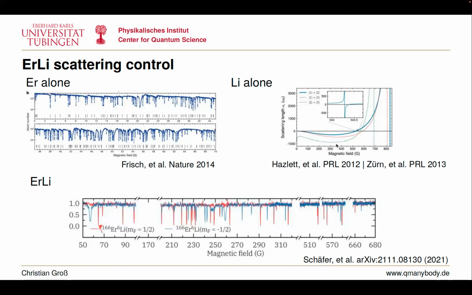Actually, this is quite nice. This is a useful one. A quite nice line. To me, it's not really clear. This is lithium one half and minus one half at rather large fields, and they look quite different. So this is pretty much brand new data.